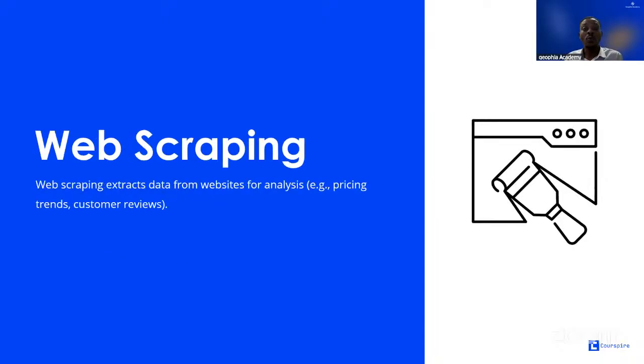Then lastly, we're going to be looking at web scraping. Web scraping is just a way of scraping data off the internet. So if I have a website, you can easily scrape the data on my website without even asking for access. Although that's not the right way to do it, because first of all you have to get permission to scrape the data on my website. But that is just an example of what web scraping is.